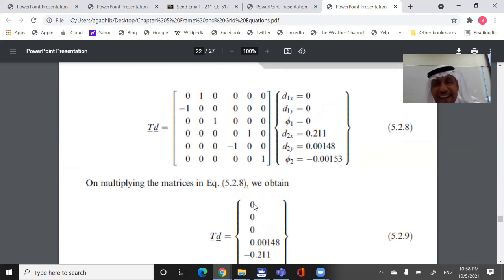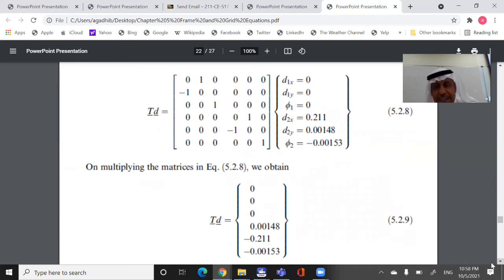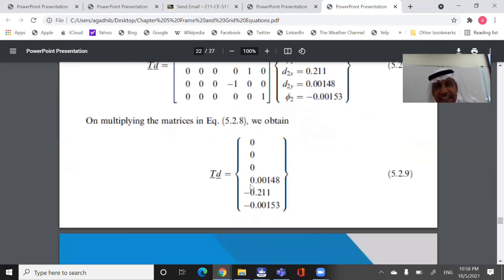At node 1, it is 0, 0. Fixed support. No displacement. You see? These are the three. 1, 2, 3. This is node 1. Look at node 2, which is at the top. How much the displacement? This is in the X. This is in the Y. And this is the rotation. Rotation is negative, clockwise. That's how I draw the shape from these.